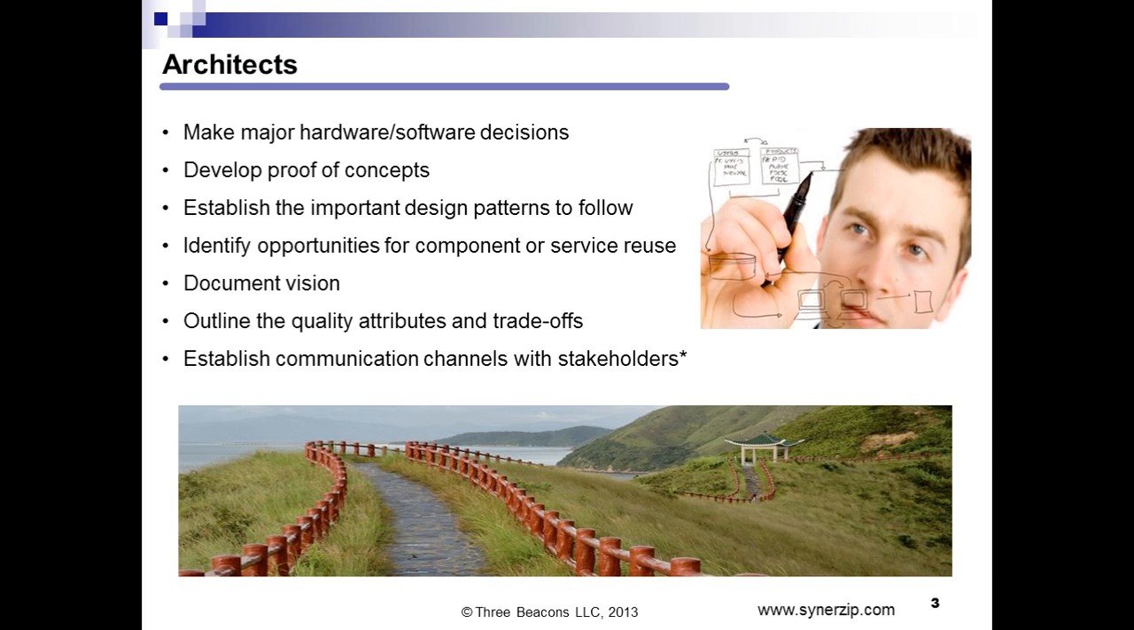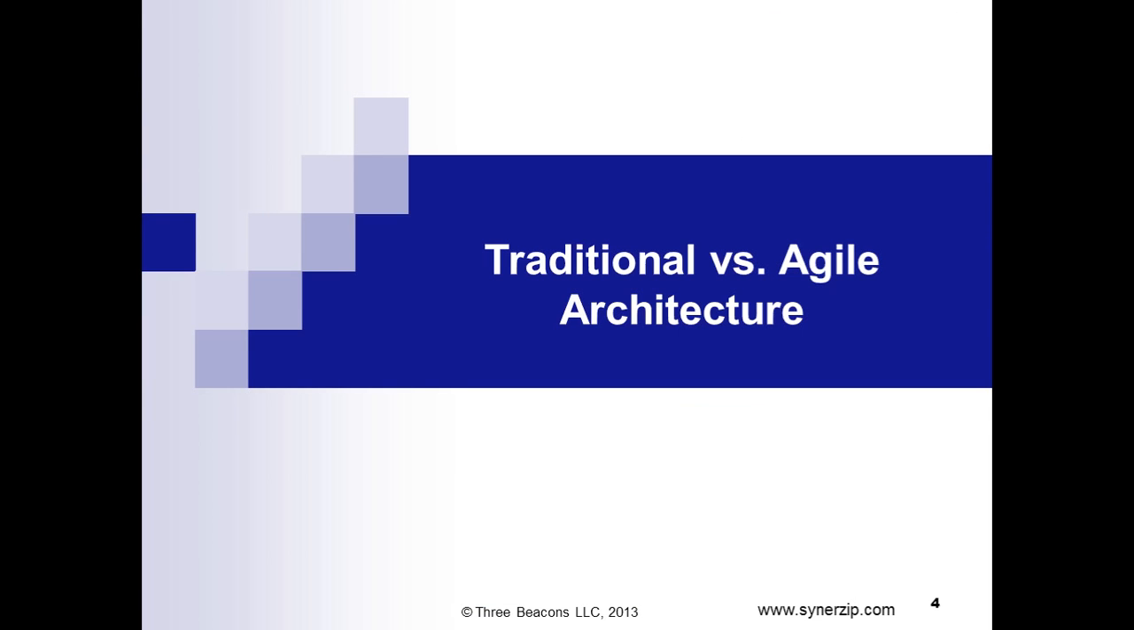So if that's a definition of architecture, what is an architect? Once again, many definitions, but most include things such as the person that makes some major decisions about the hardware and software, the person who points out the established design patterns to follow, the person who figures out if there is some reuse available, and also quality attributes and trade-offs. So that's a quick definition of architecture and architects, just to cue it up.